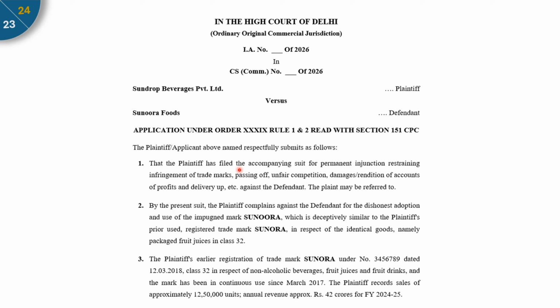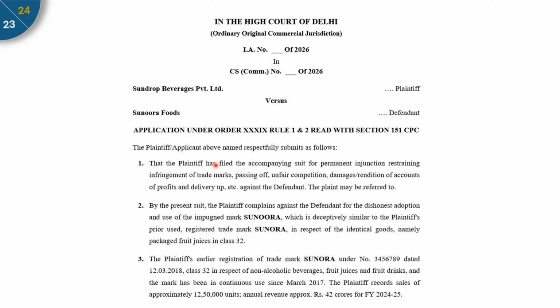Now, come to paragraph 1, that the plaintiff has filed the accompanying suit for permanent injunction restraining infringement of trademarks, passing off, unfair competition, damages, and rendition of accounts of profit and delivering up against the defendant. The plaint may be referred to. So one sentence here does an enormous amount of work, because notice one thing about what we do not do. We are not repeating the entire factual background.